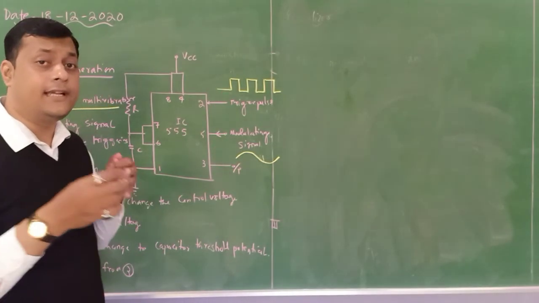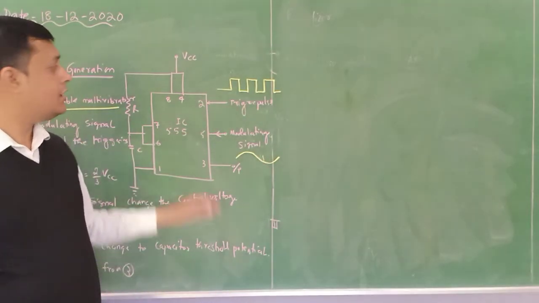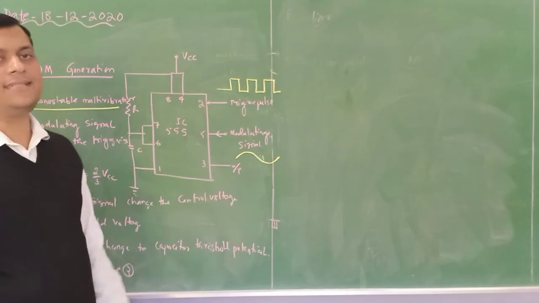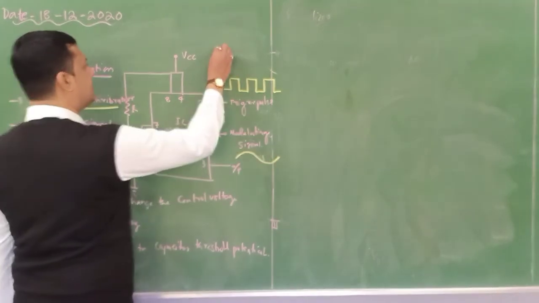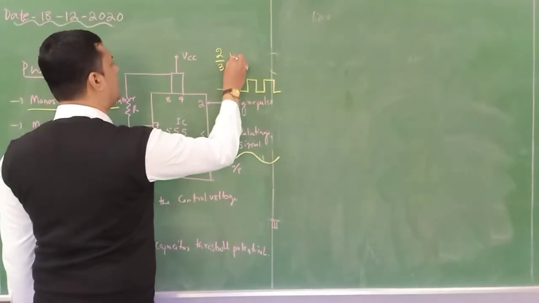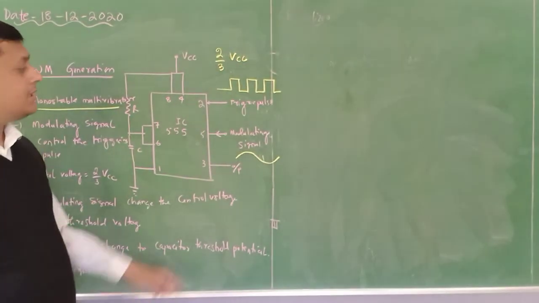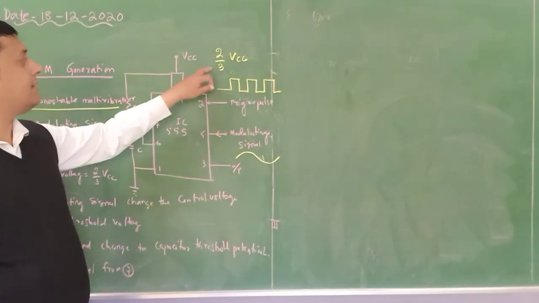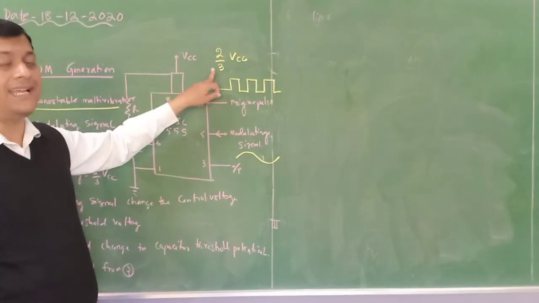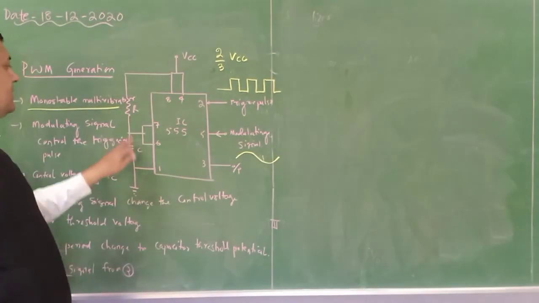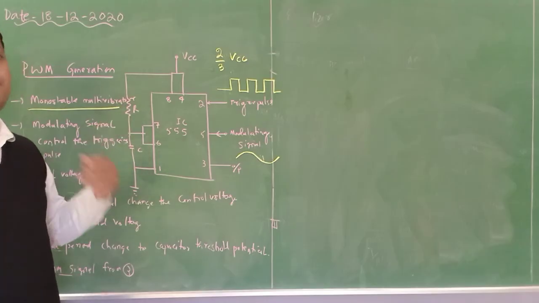Now, how to increase the pulse width? This is the pulse for a particular time period. Internally this IC has a certain control voltage, about 2/3 of VCC. Now your modulating signal controls this particular potential, 2/3 of VCC, with the help of a potential drop across R and C. This R and C plays a vital role.